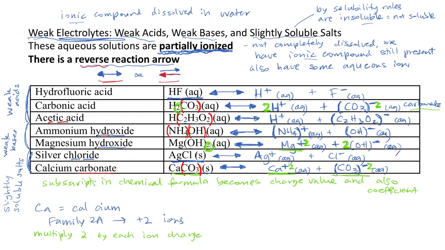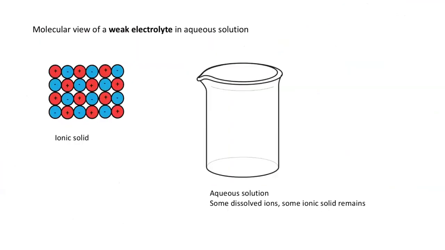Okay, sound good? So here's the molecular view. When you have a weak electrolyte, you have this ionic solid to start with. So it looks like the strong electrolyte to start with, but this time when you put it into water, the water does not separate most of this. So you can keep this together as the ions.